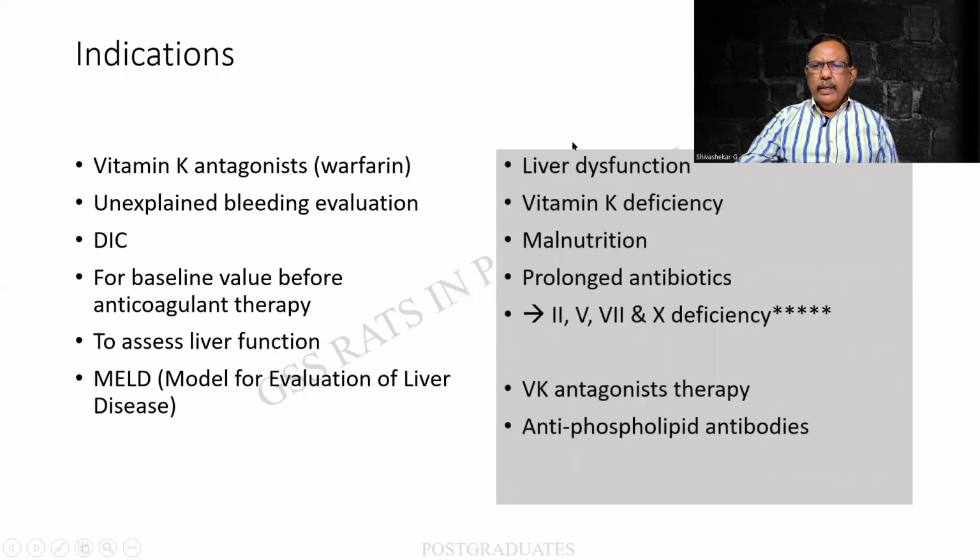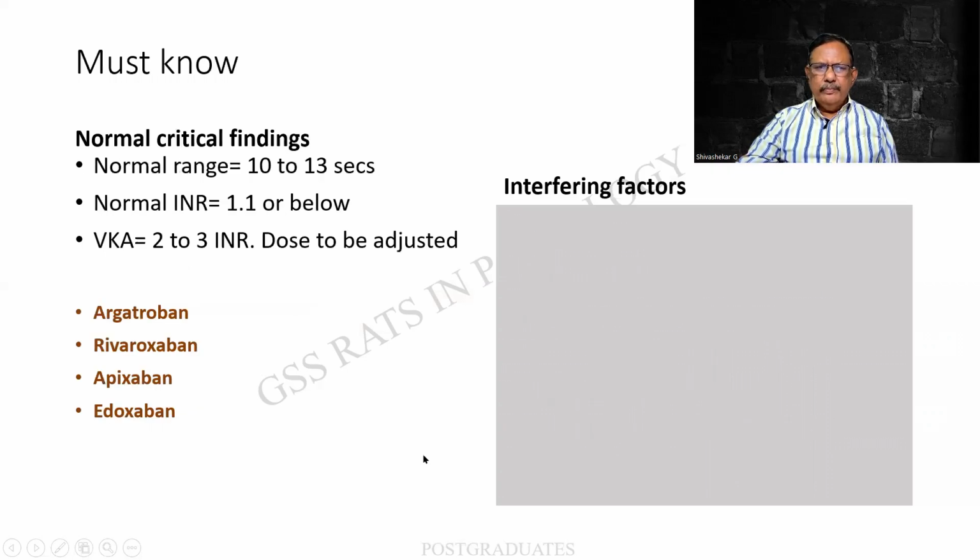And you find it becomes significant in a case of liver dysfunction, vitamin K deficiency, any form of malnutrition, which can include vitamin K also, prolonged antibiotic therapy, and also there is a deficiency of 2, 5, 7, and 10. So this is something that you people will have to remember. That is why I put this asterisk mark. Vitamin K antagonist and antiphospholipid antibodies. So in all these conditions, now see, you have got a plethora of conditions which you people shall memorize.